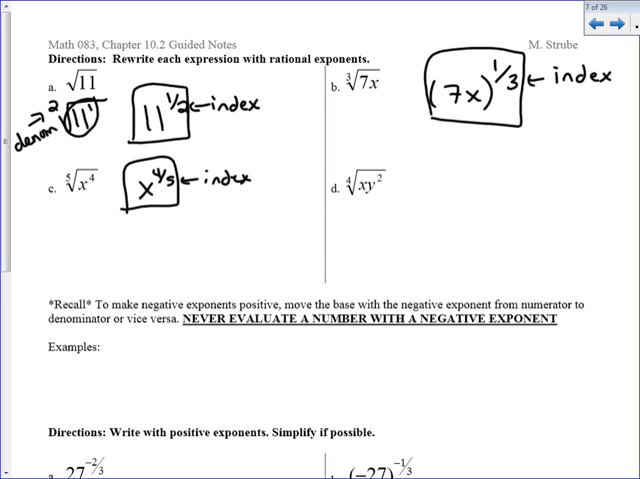Try D. D is always interesting. You're going to get a bunch of different answers for D. So I want you to write down what you think the answer for D is.